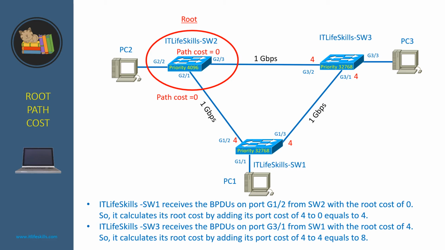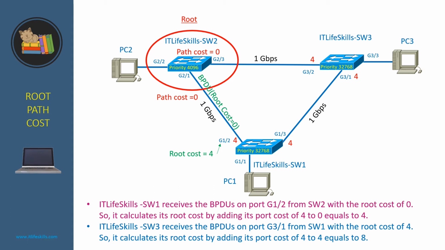In this network, IT Applied Skill Switch 2 is the root switch, so it advertises its root cost of 0 to Switch 1. Switch 1 receives the BPDU with the root cost of 0 on the port Gi1/2, so it calculates its root path cost by adding its port cost of 4 to the root cost of 0, making its root path cost 4.